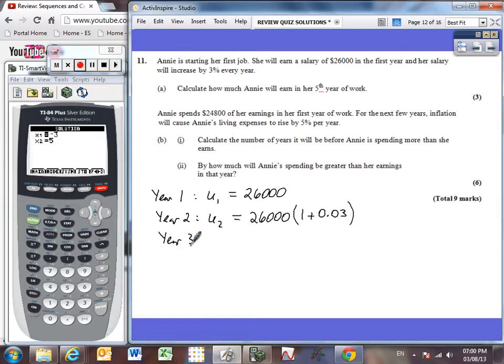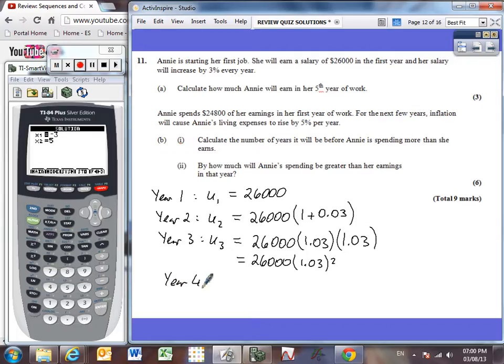Year 3, which represents the third term. Whatever she was making the previous year, which was 26,000 times 1.03, is now multiplying another 1.03 because of an additional 3% increase. Or if you prefer, we can say that this is 26,000 times 1.03 squared. By year 4, the fourth term, she'll have her original 26,000, which has now been growing by 3% for the second year, the third year, and the fourth year. That's a 3% increase for years 2, 3, and 4.